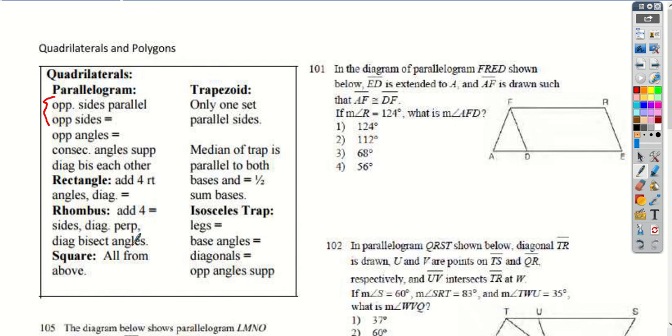And in an isosceles trapezoid, the legs are equal, the base angles are equal, the diagonals are equal, and then the opposite angles are supplementary. I'm going to check on that one. We didn't talk about that before, but we'll check on that. So we'll come back to that one in a minute.